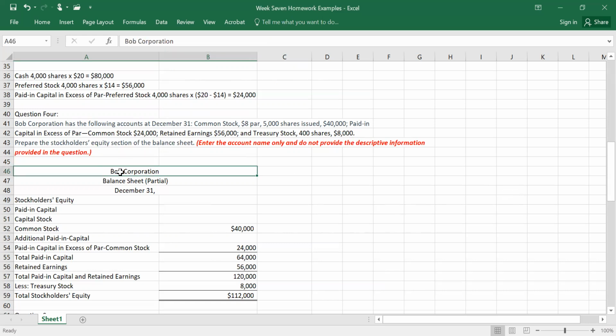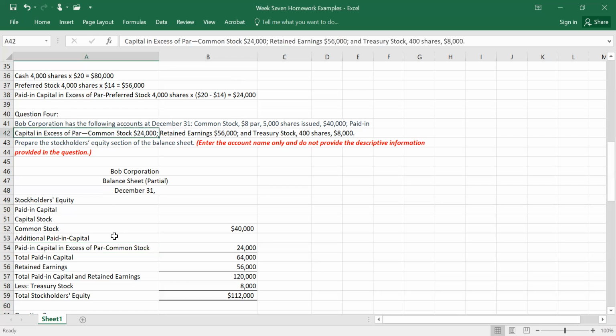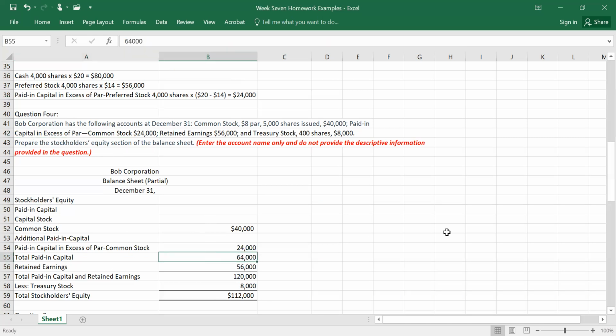So this is our heading, and it's a partial balance sheet. We would have stockholders' equity, paid in capital, capital stock. Then we're going to have our common stock, $40,000, which is right here. We have paid in capital. Next title is additional paid in capital. We have paid in capital in excess of par common stock, 24,000, which is right here. And if we add that together for our total paid in capital, 40,000 plus 24,000 is 64,000.